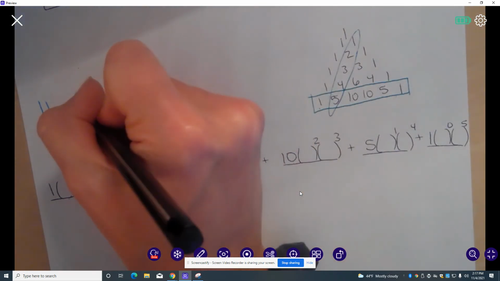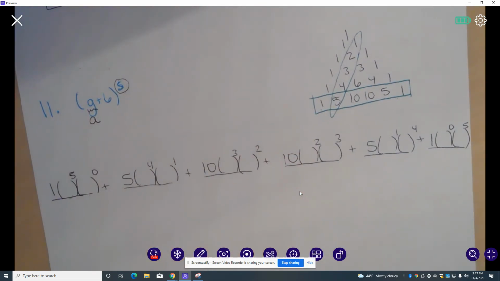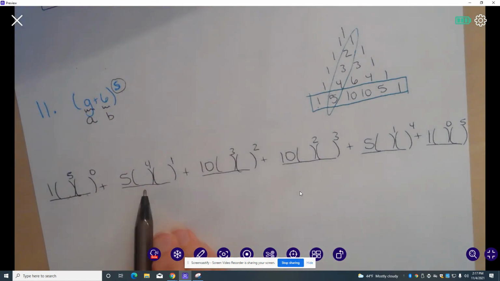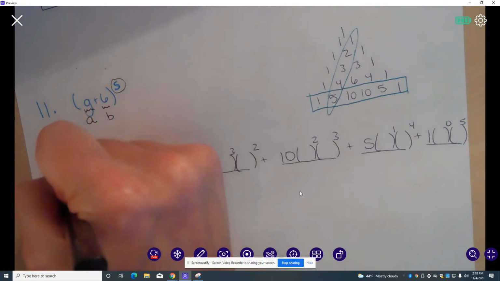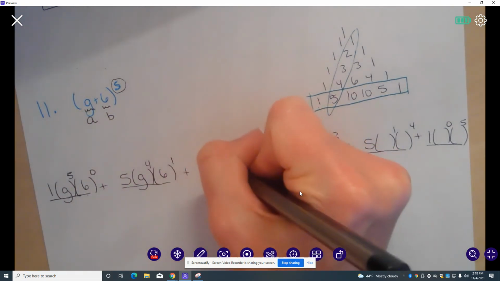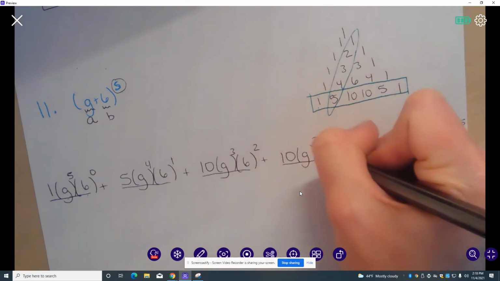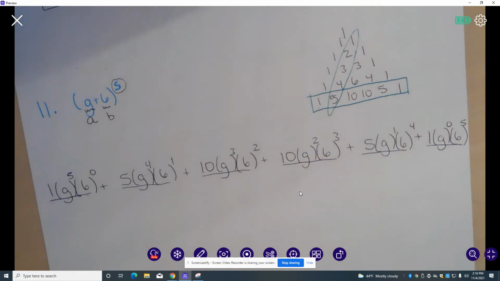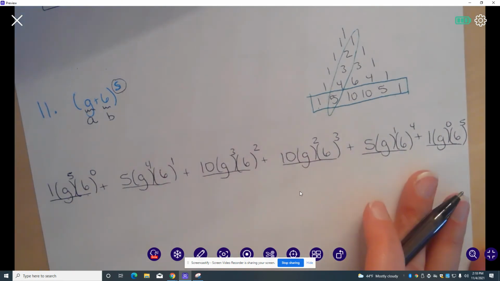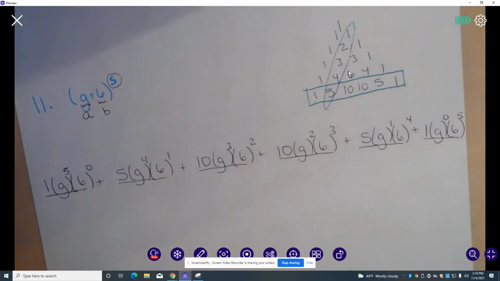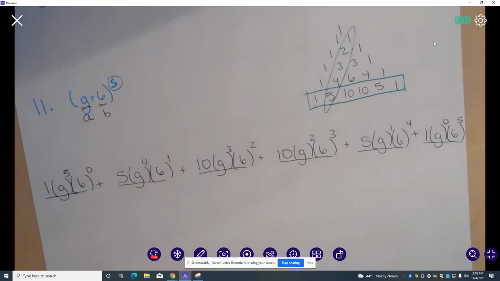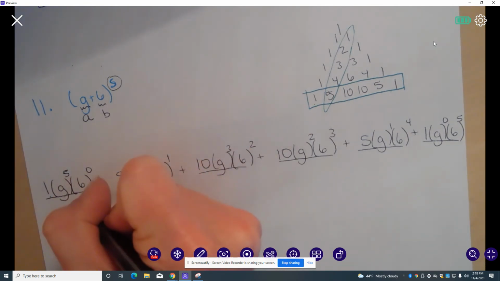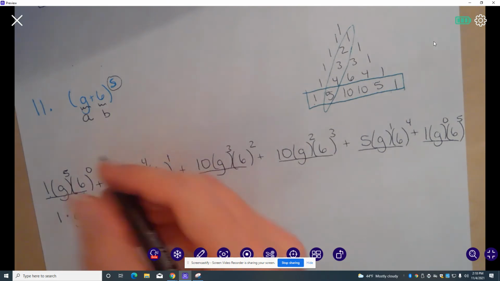Okay. Remember my A term is my first variable or number there, and B is the second. And I'm going to just fill in my parentheses with G and 6. So I have everything filled in now. And so my next step is to go ahead and actually raise these things to their powers. So I'm going to leave, 1 stays there. G to the 5th power is just G to the 5th power. And 6 to the 0 is 1.